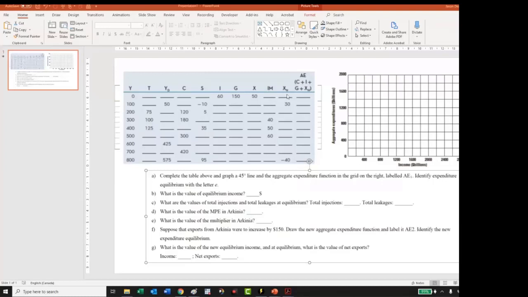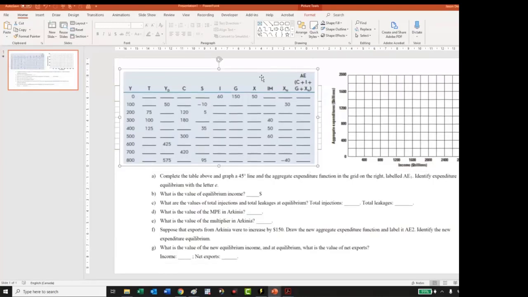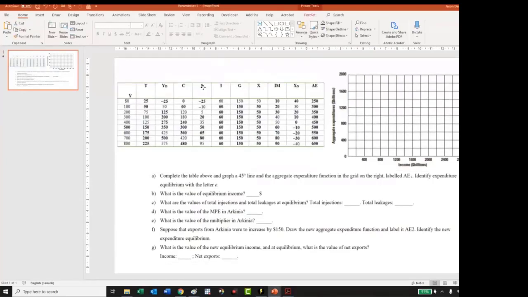Our net exports is obtained just from subtracting X minus imports, okay? And then once we have everything, we can just figure out what our aggregate expenditures are. We just add C plus I plus G plus XN. Okay, so I've actually put the table here filled out. So this is our table filled out, okay?